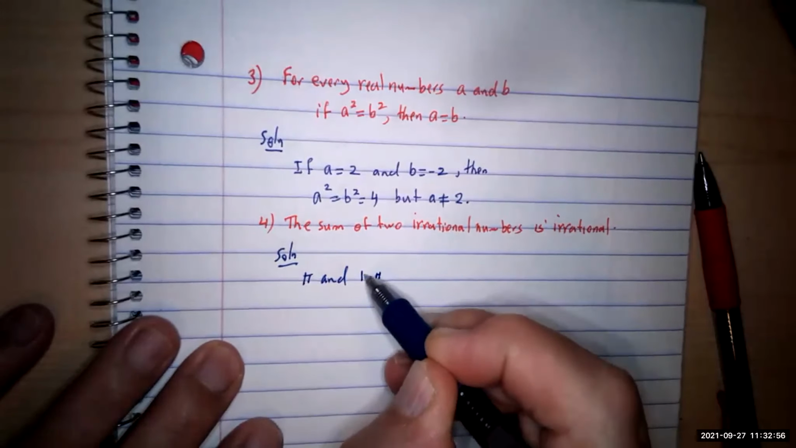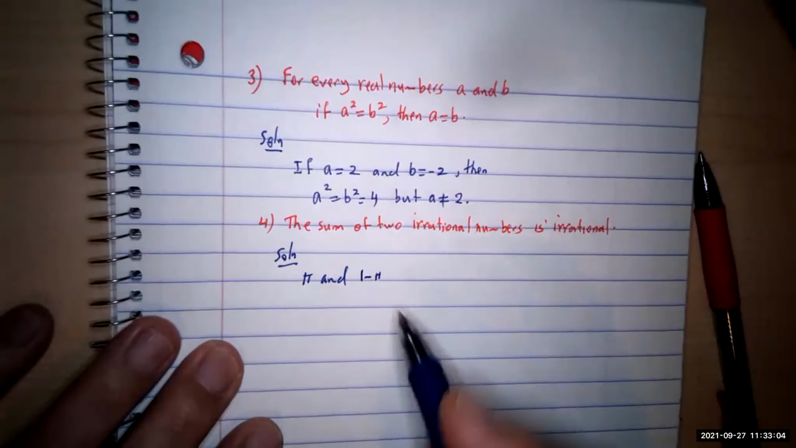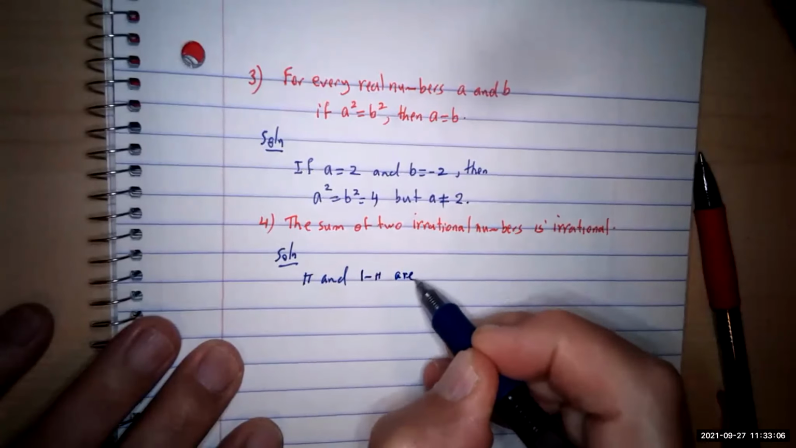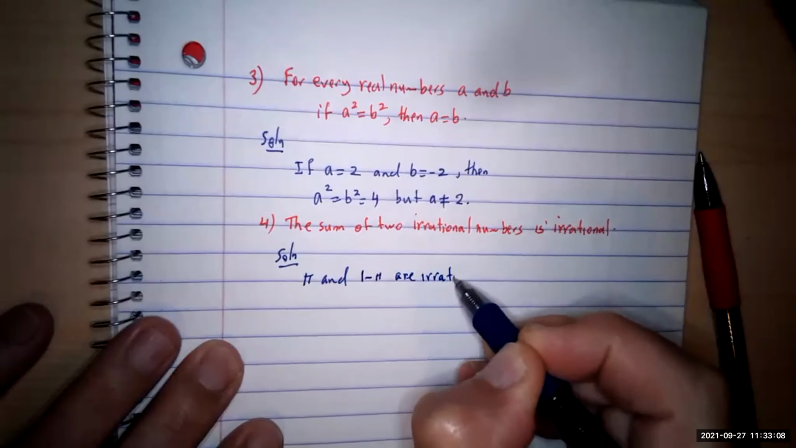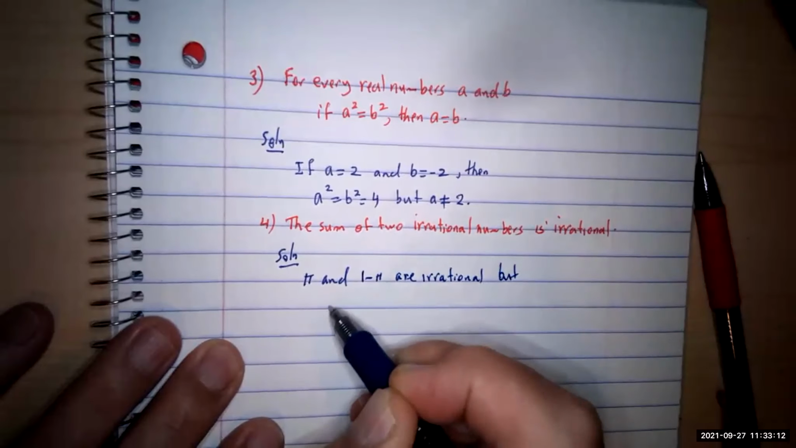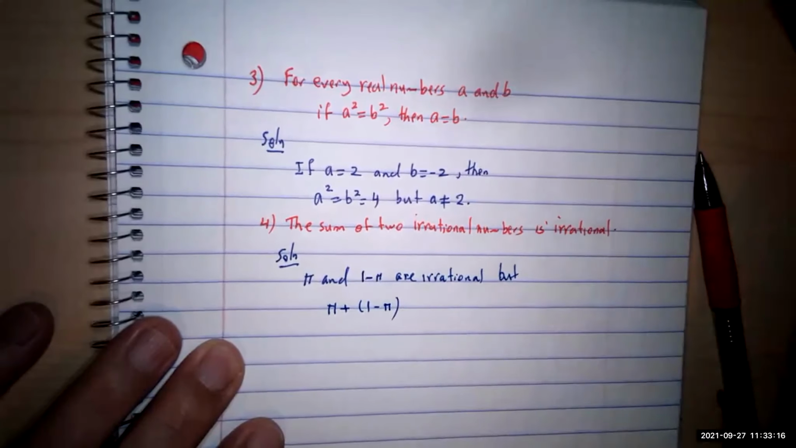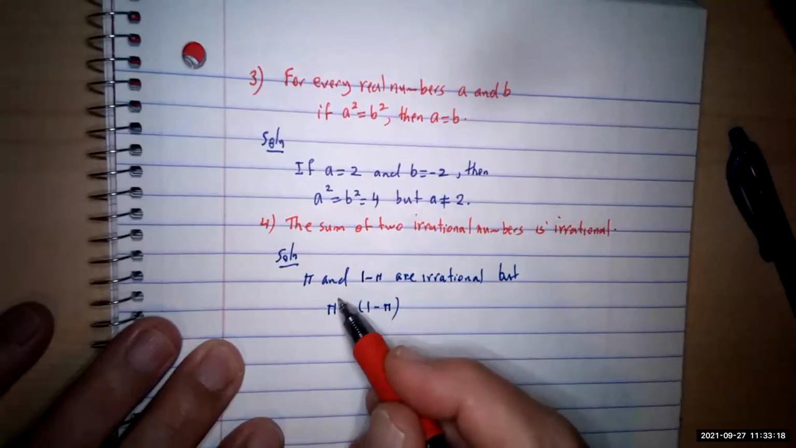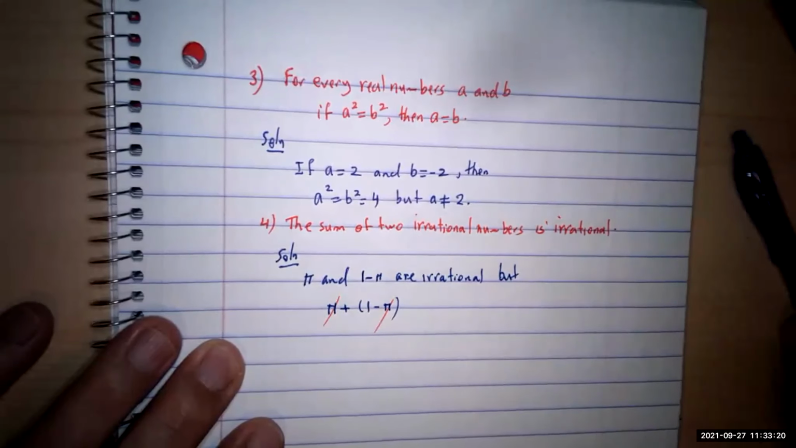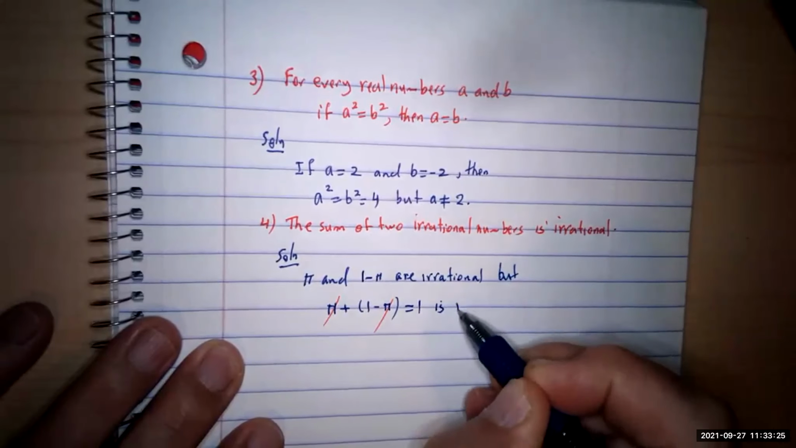They may say you have to prove that 1 minus pi is an irrational number too, but we accept it. Pi and 1 minus pi are irrational. But if you add them together, it's pi plus 1 minus pi. The pi and the negative pi cancel out, so that gives you 1. 1 is a rational number.